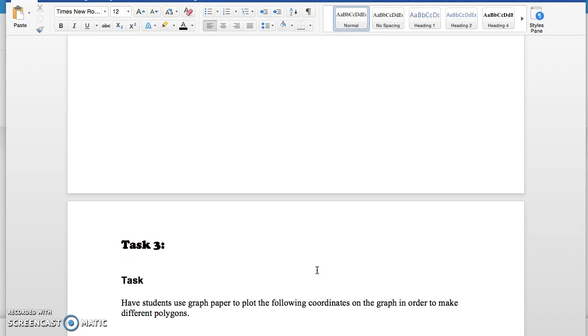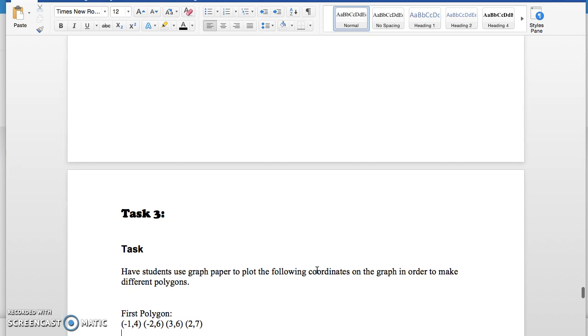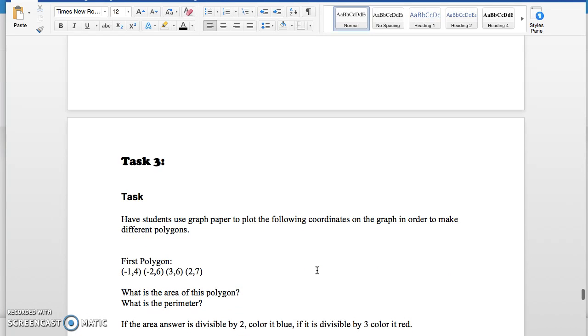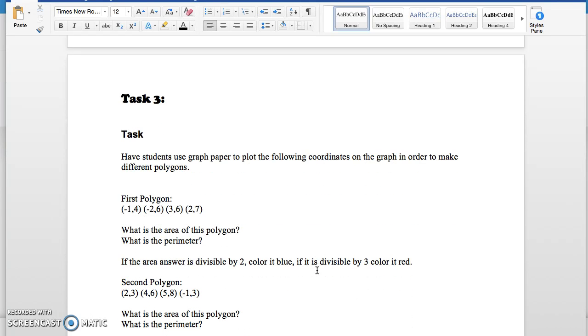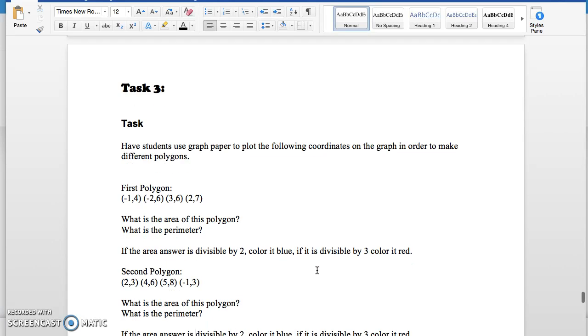So basically with my task, I critiqued task 2 and made it into my own because there were some problems I found with it, or things I would want my students to do. So they're graphing each polygon, finding the area, they're finding the perimeter, but I wanted to switch it up, not just color it whatever color. I wanted them to actually think about it. So I said if the answer of the area is divisible by 2, color it blue. If it's divisible by 3, color it red. And there were no answers that were both. So that's why I was able to do one color and another color.